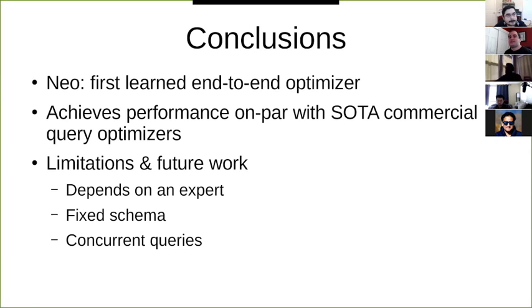So the expert has an impact on the initial performance of the system. That impact does go away after a lot of training. But because of the fixed schema restriction, you might be restarting that training a lot, right? Like if you were modifying your schema every 3 days, suddenly your expert matters a whole lot more, right?